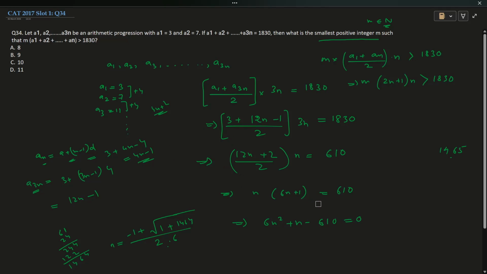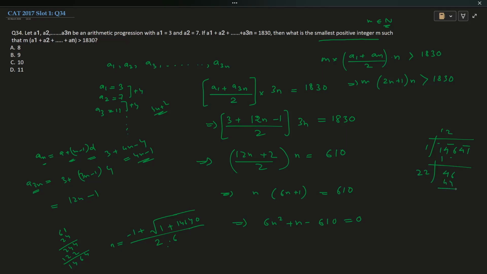I also have a 0. So it will become 14641. I need to find the square root. Okay, I don't have a calculator in it. I'll just do it manually for the time being. In the exam, you'll have an online screen calculator. You can use that.